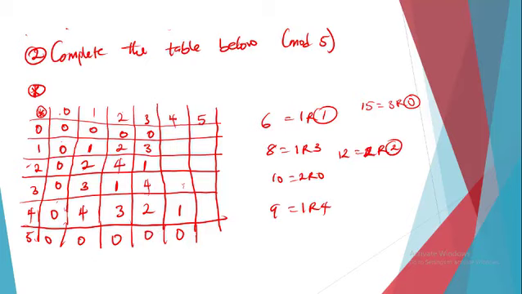We'll go over to 4. 0 times 4 will give us what? 0. 1 times 4 is 4. 2 times 4 is 8. And 8 is equal to what? 3. You remember? Here it is.